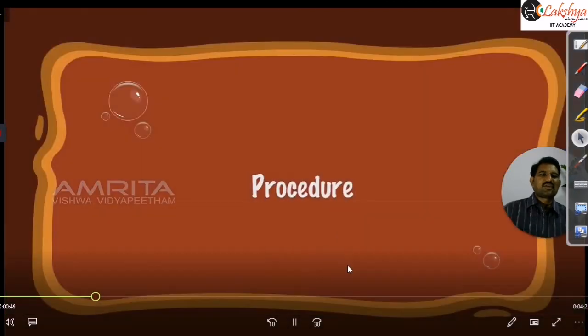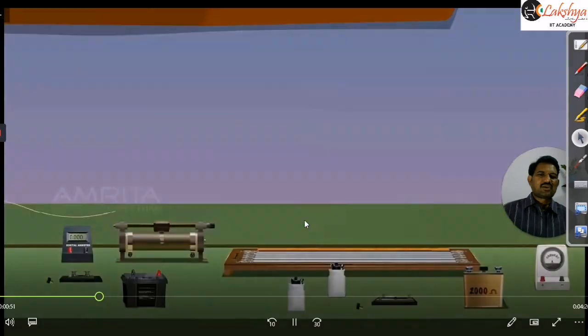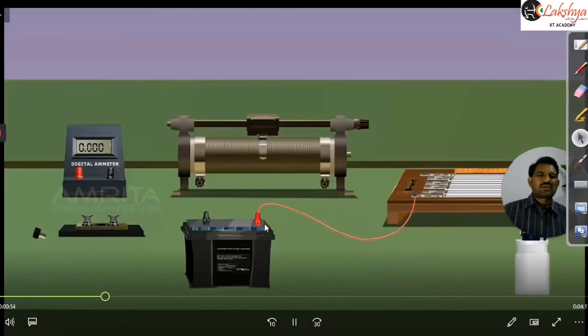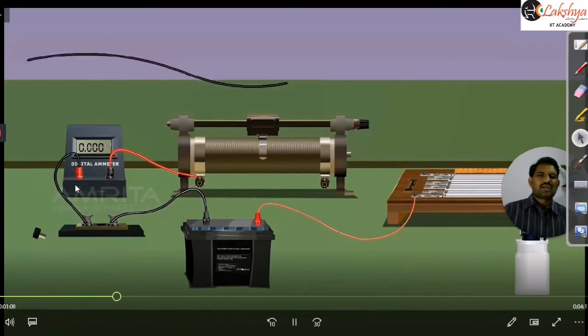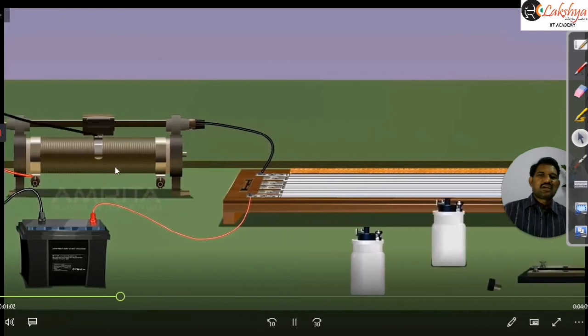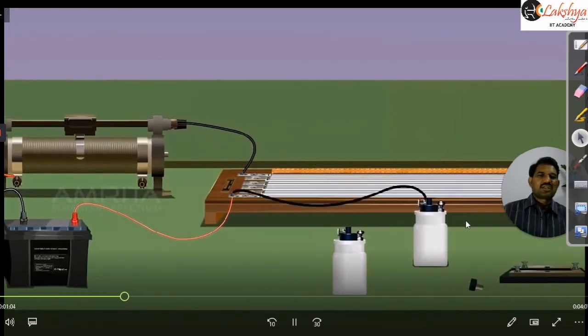So let us see the procedure now. We are connecting the circuit here. One terminal of the battery is connected to one end of the potentiometer, and the other end is connected to the key, then the ammeter in series, and it is in series with the rheostat. Next we are connecting the two cells to this common point where the positive terminal is connected, right?